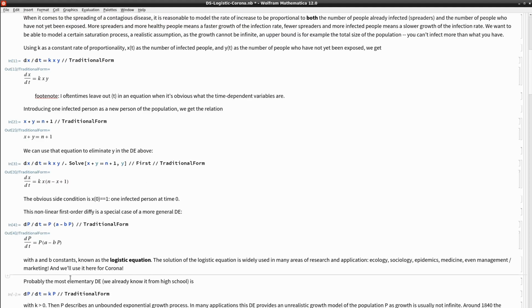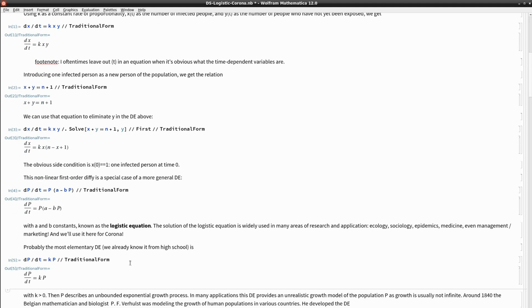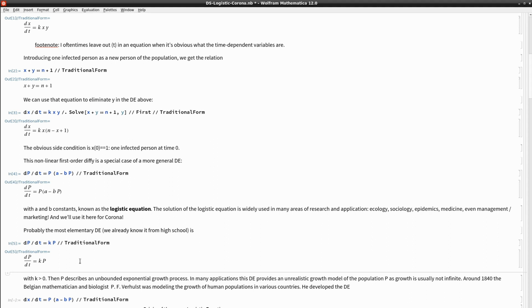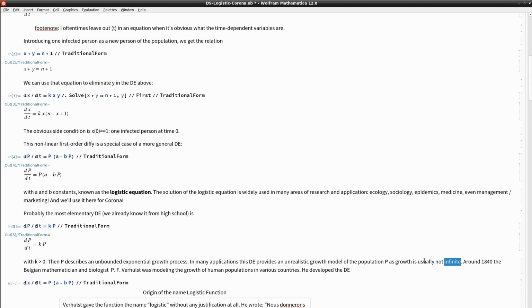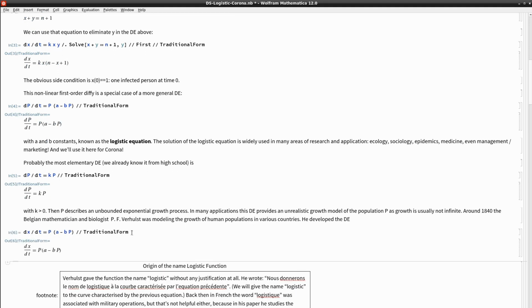So probably the most elementary differential equation, we already know it from high school, is simply that we're differentiating with respect to t, and on the right hand side we have k times p(t), with k being a positive constant. In that case, p describes an unbounded exponential growth process. And in many applications, this provides an unrealistic growth of the population, because usually growth is not infinite. And around 1840, the Belgian mathematician and biologist P.F. Verhulst was modeling the growth of human populations in various countries, and he developed this differential equation.